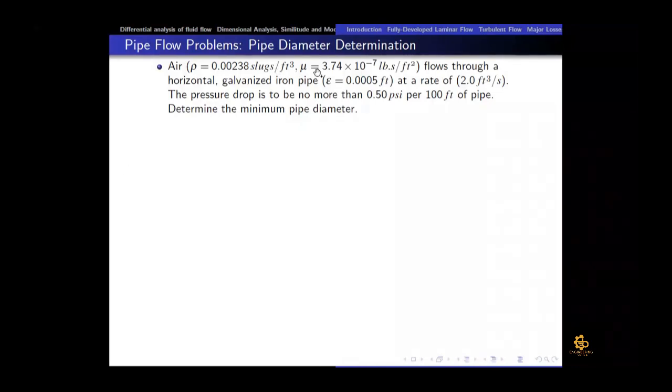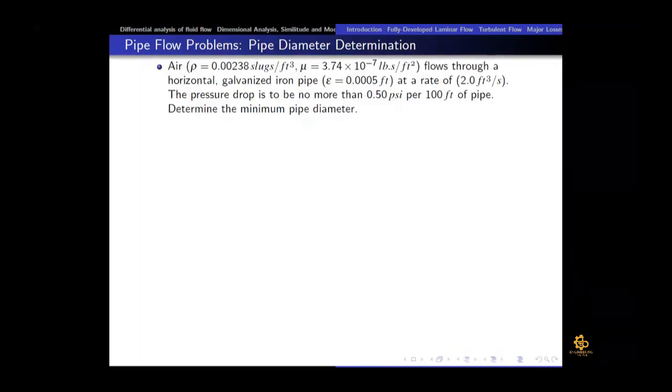Here properties are given: the viscosity and density value. The fluid flows through a horizontal galvanized iron pipe for which the surface roughness is given, epsilon 0.0005 feet, and it is flowing at a rate of 2 feet cube per second. So volumetric flow rate is also given. The pressure drop is to be no more than 0.5 psi per 100 feet of pipe. Determine the minimum pipe diameter which would achieve this constraint of the pressure drop, which shouldn't exceed 0.5 psi per 100 feet length.